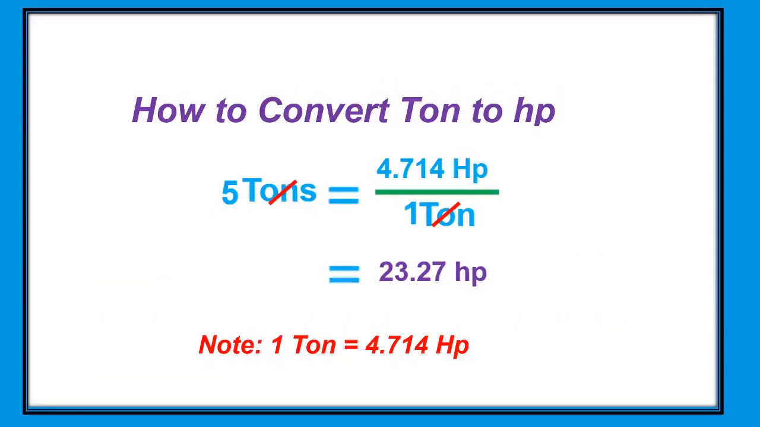Now let's proceed to conversion from ton to horsepower. Note, 1 ton equals 4.714 horsepower. For example, in this case, we have 5 tons equals 4.714 horsepower divided by 1 ton. So we're going to cancel the tons. So the answer is 23.25 horsepower. This is equal to 5 tons.